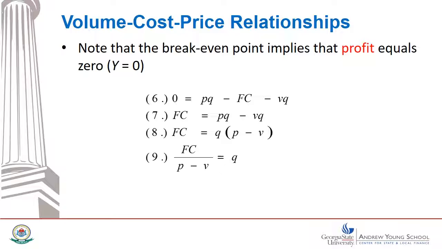Equation 9 goes the next step to solve for quantity, which is fixed costs divided by the result of price minus variable costs. Wow, that was a lot of algebra. So now we can catch our breath. But at least we now have various equation relationships to use in doing break-even analysis.